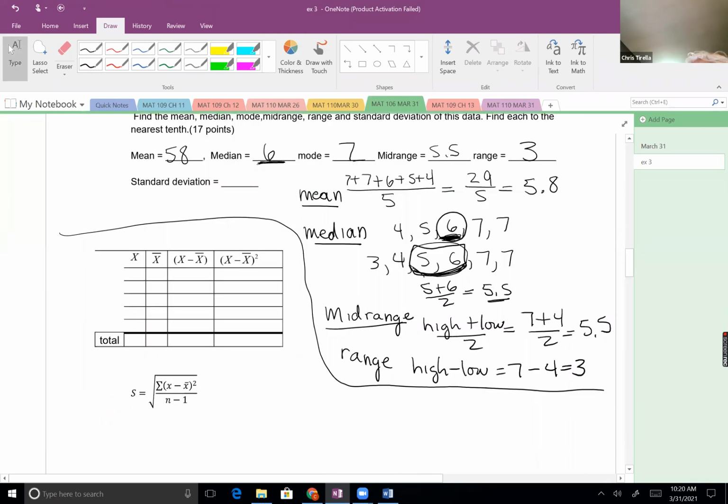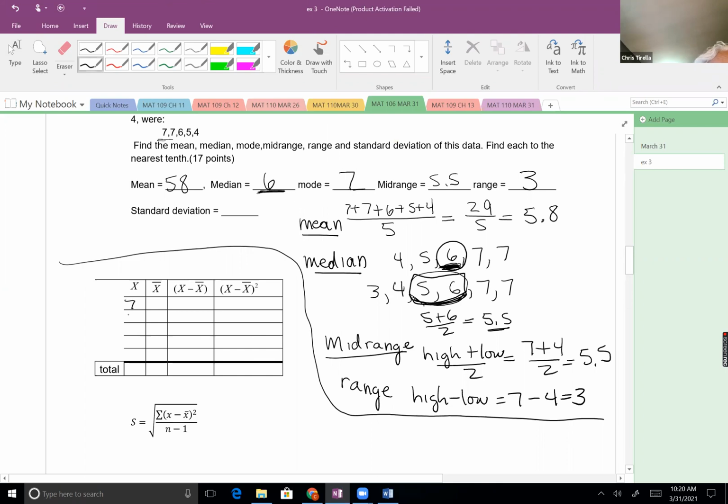So for the standard deviation, if you're using the table, the first column contains my data values, which would be 7, 7, 6, 5, 4. The second column is my mean, which is 5.8. And I like putting that column in because after I get to this point, I'm going to just work across to finish my table. The next column would be the difference, the value minus the mean.